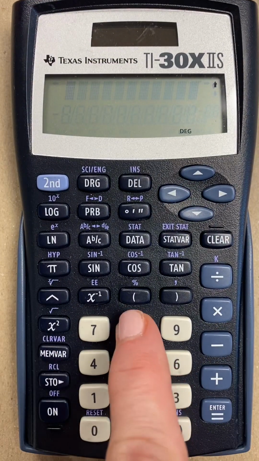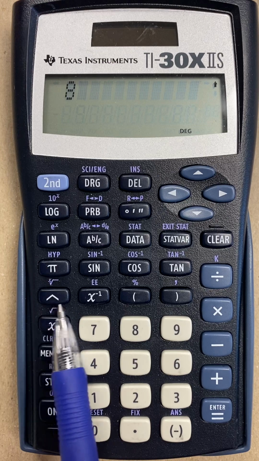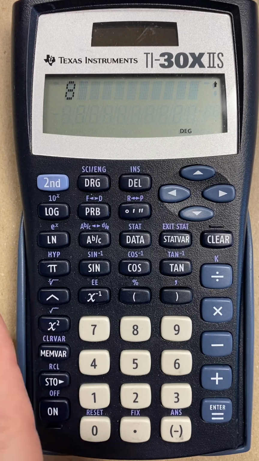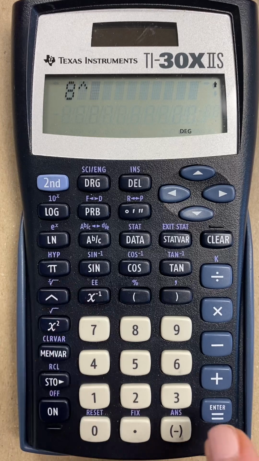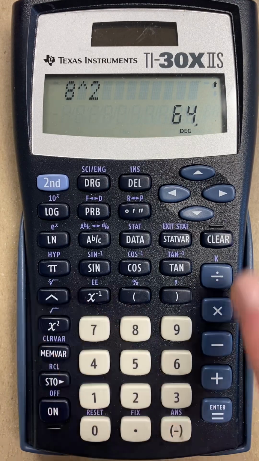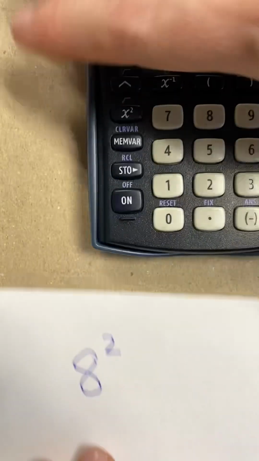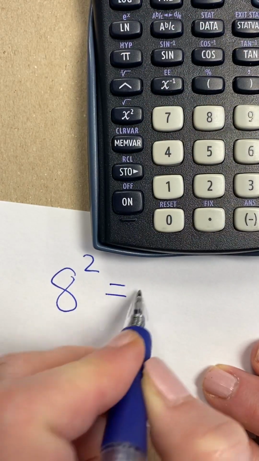You're going to press the base, which is 8, and then I call this little arrow here pointing up the caret button, meaning it's going to take it up to the second power. When you hit equals, ta-da, 64. So whenever you need an exponent and you're on your calculator, you can do it that way. So 8 to the second power, 64.